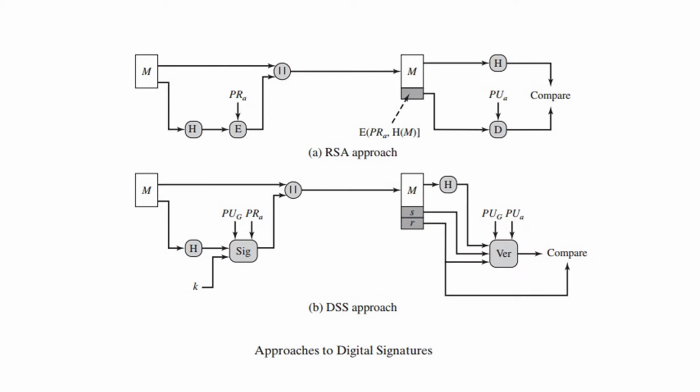The recipient takes the message and produces a hash code. The recipient also decrypts the signature using the sender's public key. If the calculated hash code matches the decrypted signature, the signature is accepted as valid. Because only the sender knows the private key, only the sender could have produced a valid signature.